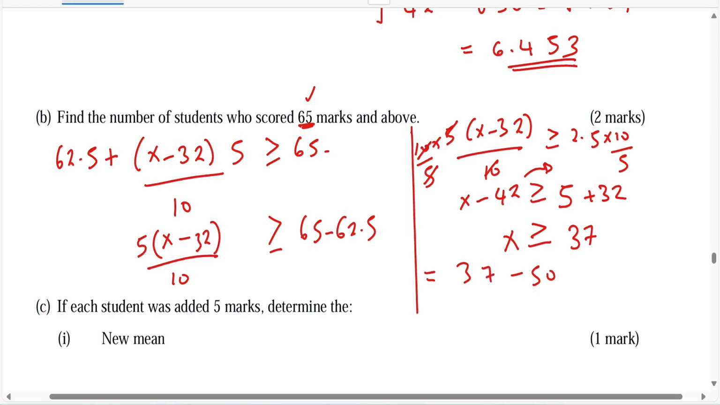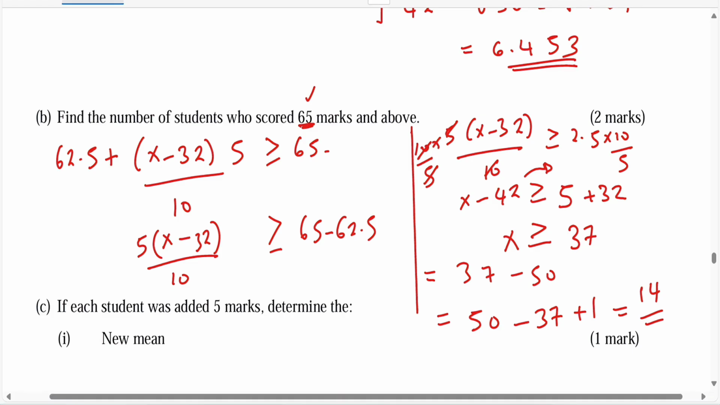Now let's find the number of students from 37 to 50. How many students are there? If you want to find out the number of students, because x is greater or equal to 37, it should be from 37 to 50. So take 50 minus 37, but add 1 afterwards because we will also include this 37 mark. So 50 minus 37 gives you 13, plus 1 gives you 14 students.